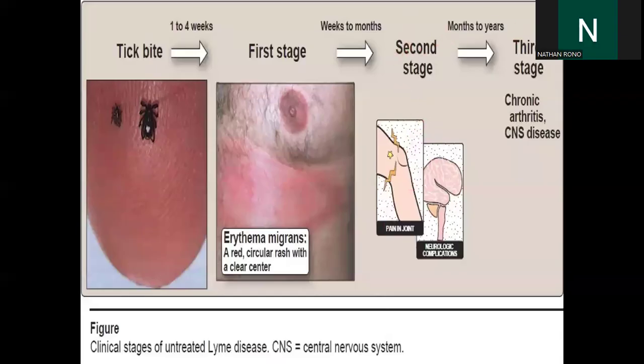Then months to years, we have the third stage. Here, the third stage is where there's less dissemination of the disease. You're going to have chronic arthritis. Remember, in the earlier stage you just had inflammation and pain, but now it's going to be chronic. You won't be able to walk without complaining of pain. And CNS disease. It usually causes encephalopathy.